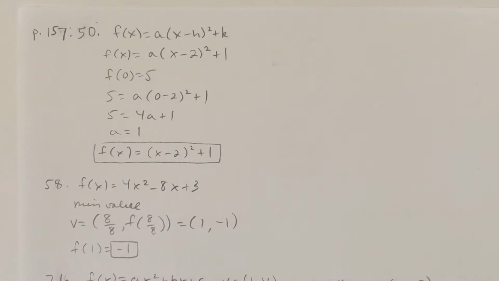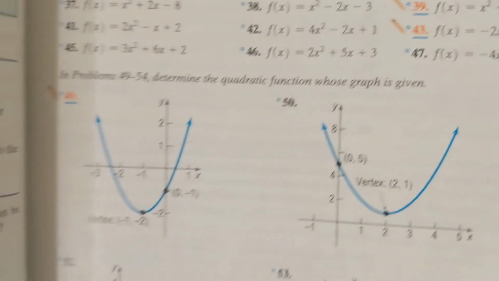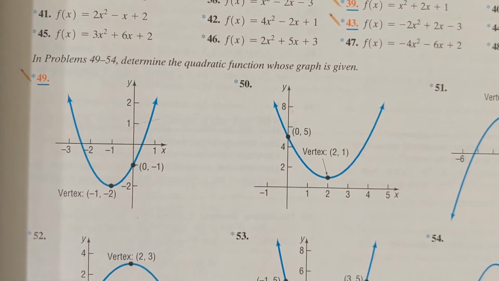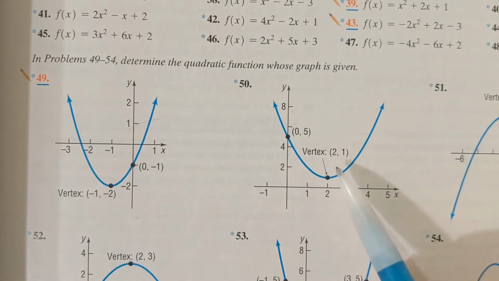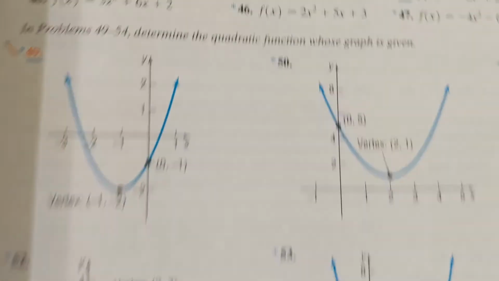Okay, this is still section 3.3. We'll finish up this bit of information here. On page 157, problem 50, we have a function and determine the quadratic function's graph is given. So our vertex is at (2, 1), and the y-intercept is at (0, 5).